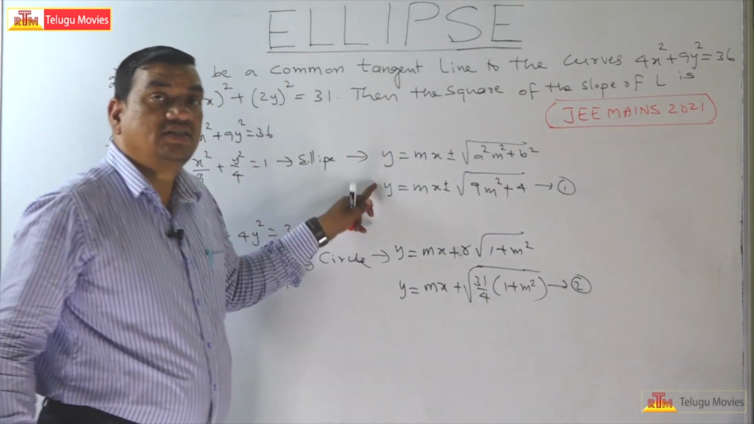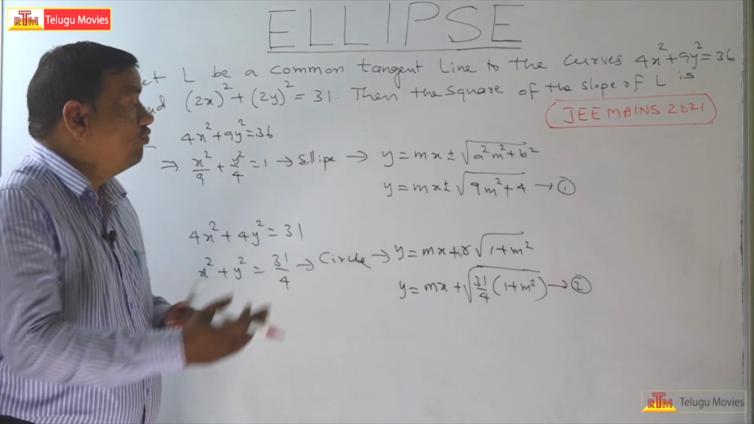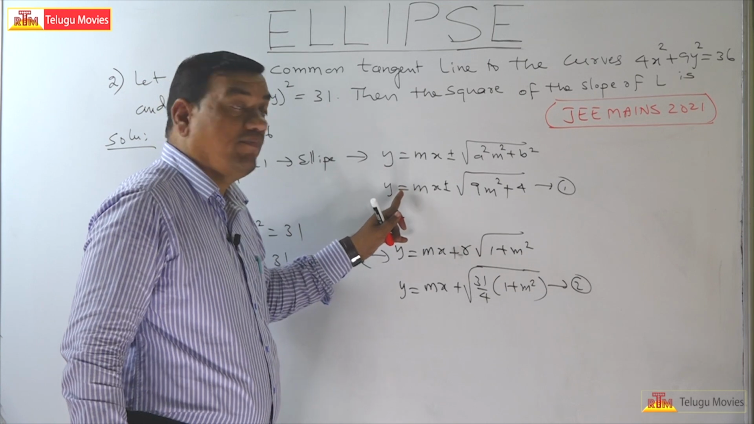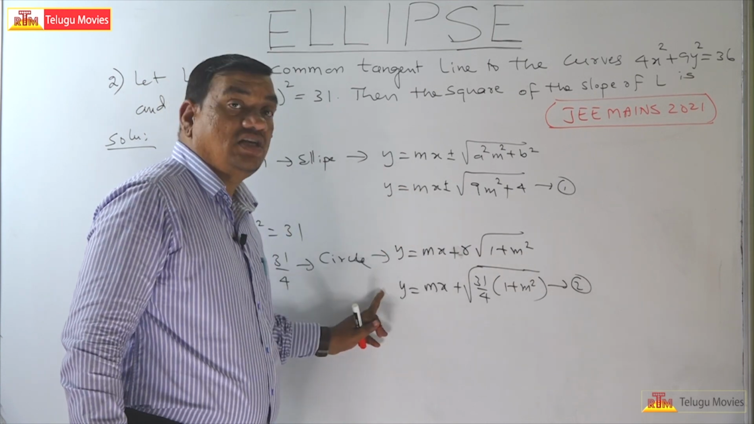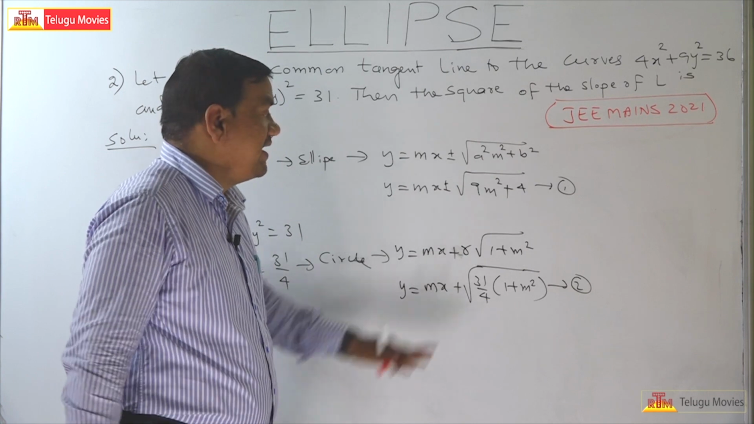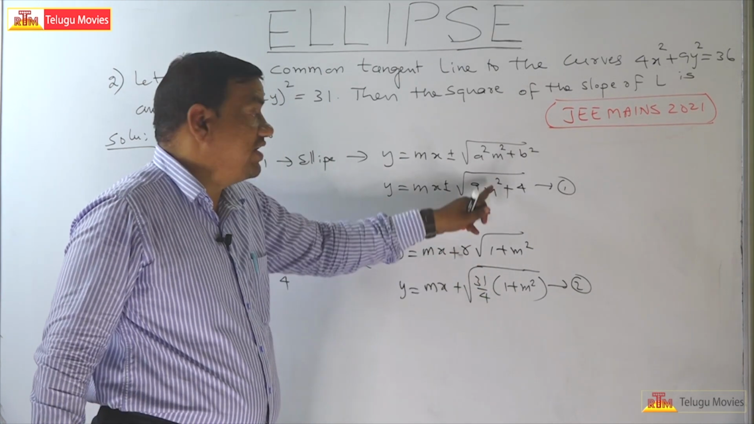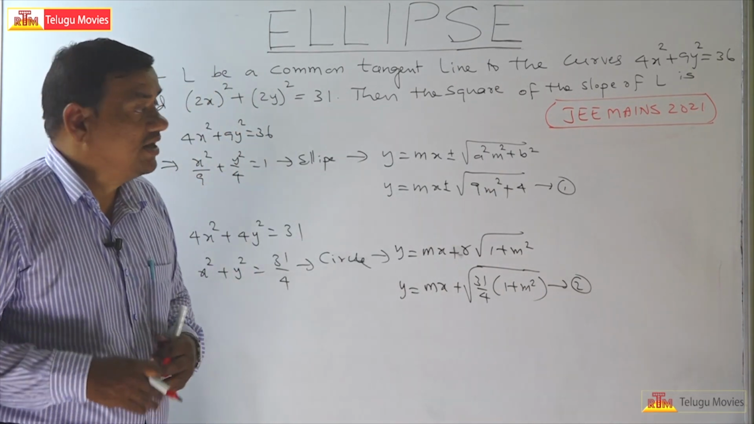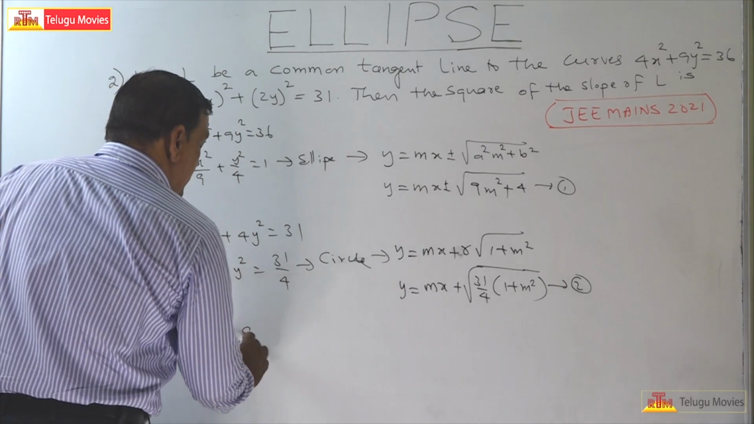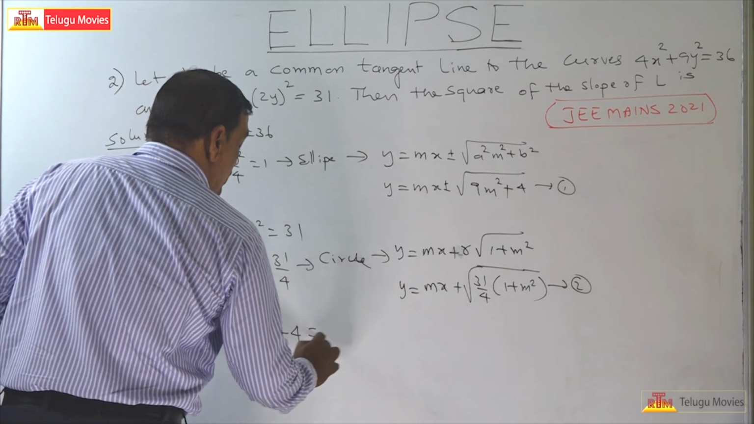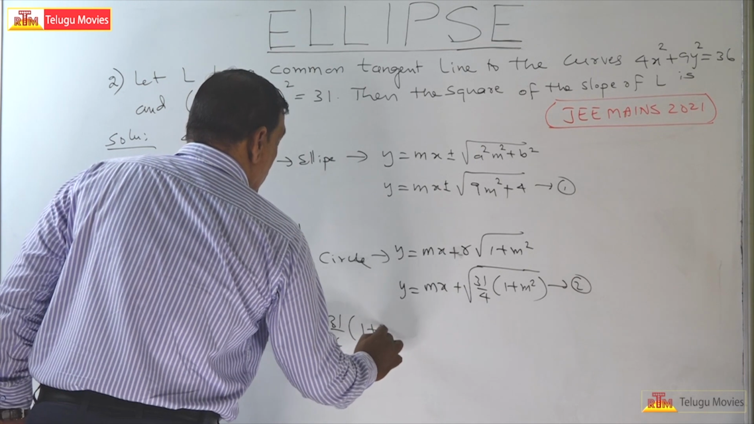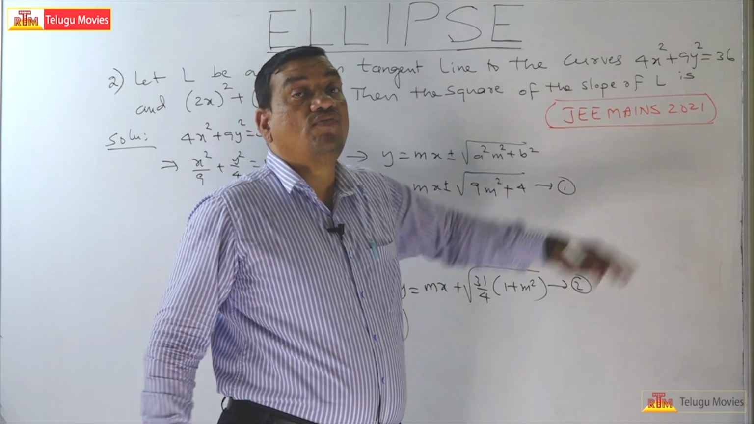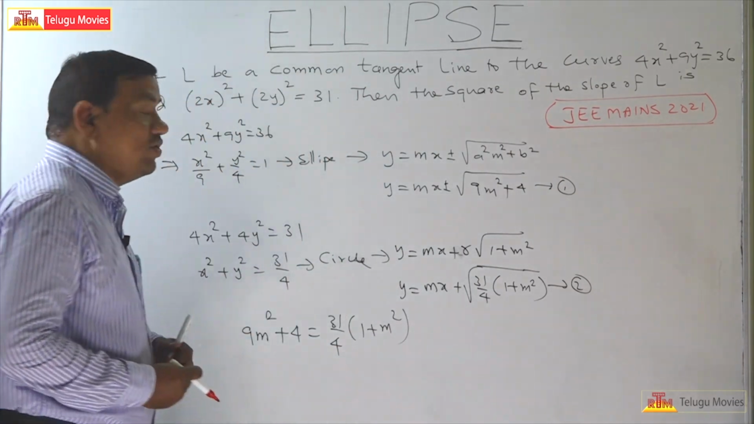So here both are the same equations. Both are common tangents only. We will compare these two equations. Take mx to this side, y minus mx, this also y minus mx, both sides y minus mx, then we can equate these constant terms. For both of them, the square root is there. Squaring on both sides, we will get 9m² + 4 = 31/4 × (1 + m²). From this we have to find the square of the slope, so we only have to find the m² value.